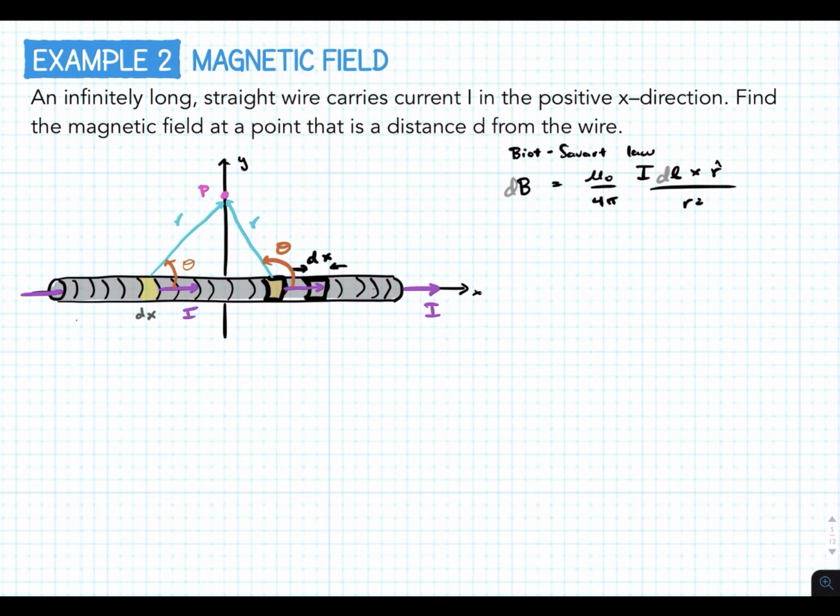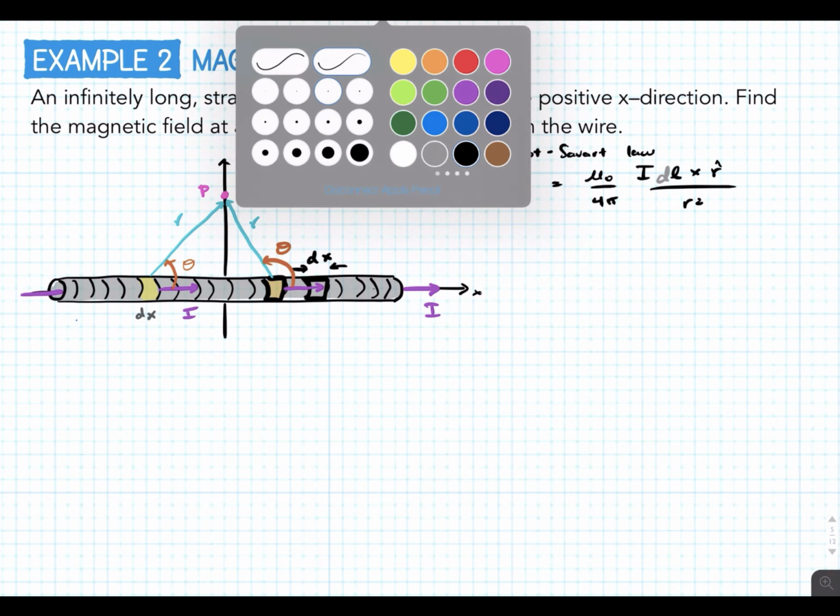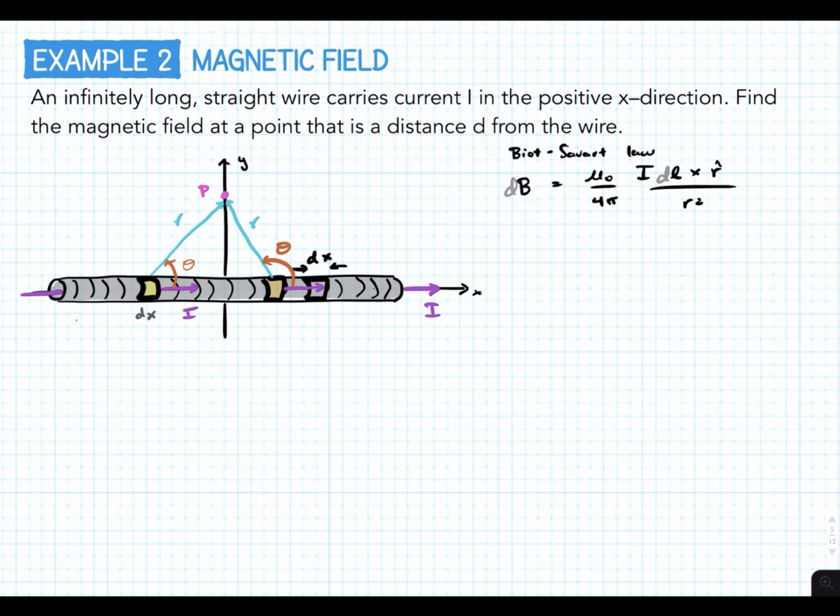So we want to set this up to add up all of these little pieces and get the B, dB, which is the sum of all B. So we sum up all the dBs to get the total B at this point.